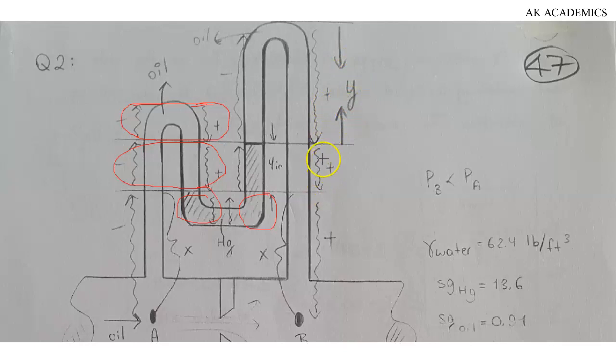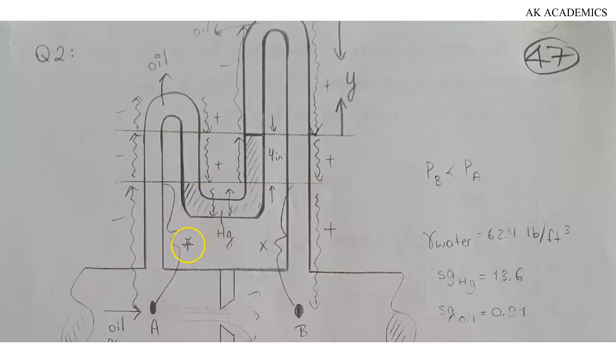This is positive. We know the height of water here is 4 inches because this height and this height are going to be the same. So this is going to be 4 inches too. This height and this height here is x, as you have seen. Since this is oil going up and this is oil coming down, you will find out that this height x and this height x are the same.